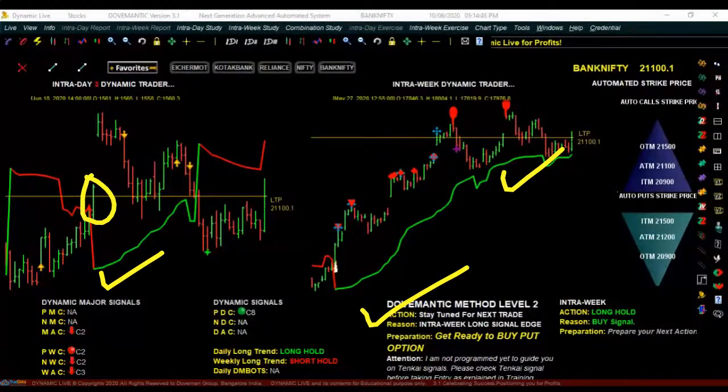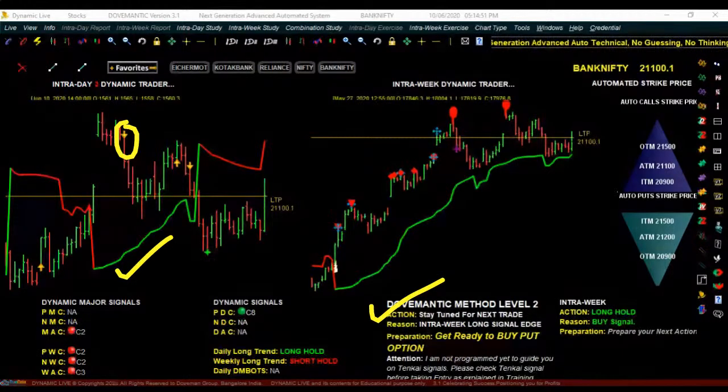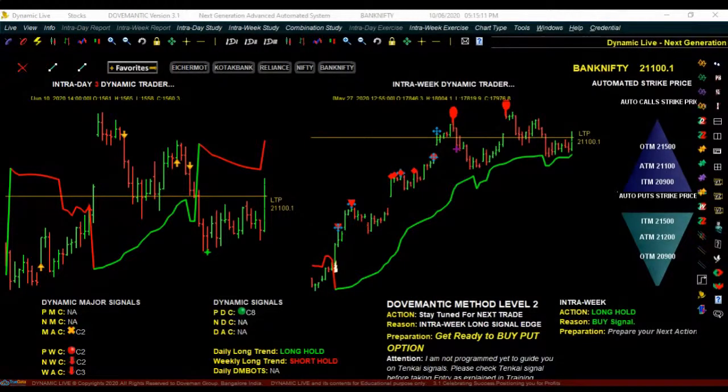But then there are cases where, at this point in time, it said buy put option now. So when it said buy put option now, we checked the intraday 3 long signal, it was green in color. The intra-week long signal was also green in color. So both of these long signals are saying that the trend is up. In an uptrend, you are planning to buy a put option. Now you are going against the trend, isn't it? Now this is a mismatch, isn't it?